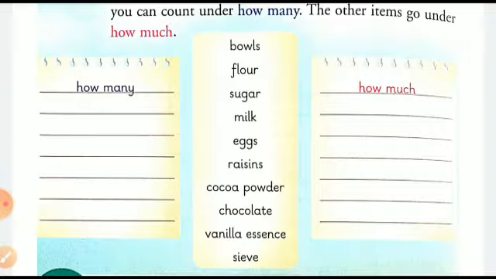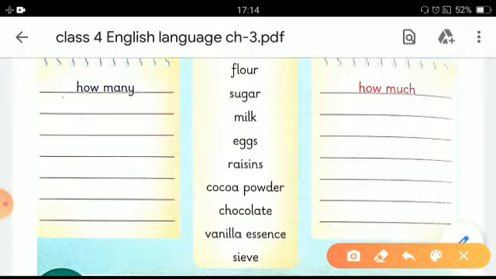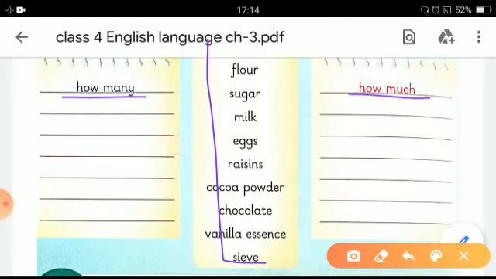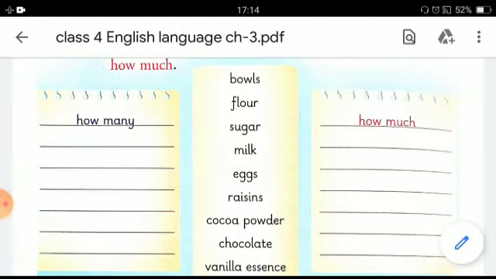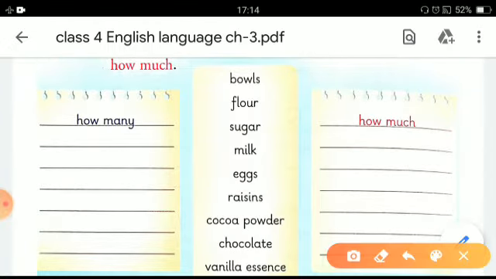You can see two columns are given on the left hand side of your page. The column is how many, and on the right hand side you can see the column of how much is given, and the list of ingredients is given in the middle. Now to separate it, just find out for the first item whether it is countable or uncountable.